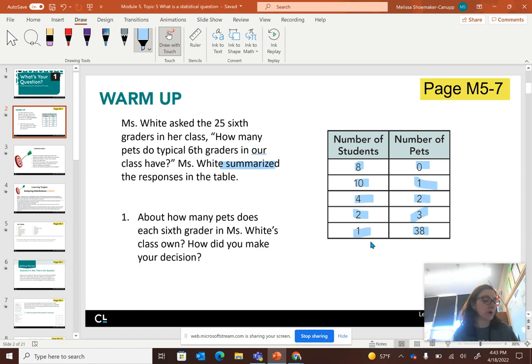I do not want to be in that house with 38 pets.